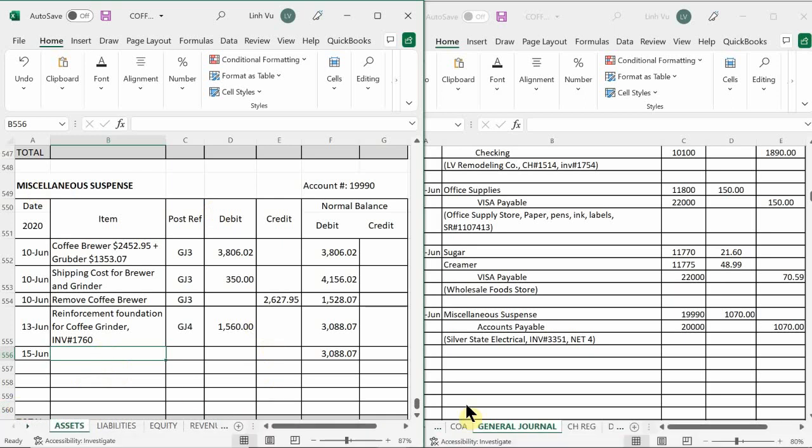So what do you want to put in the notes? You could put Silver State Electrical wiring for coffee grinder, right? You could put the invoice number instead of having to put Silver State Electrical. If you just put in the invoice number, you should be able to get all the details in who that person is, what was the amount, etc., etc.